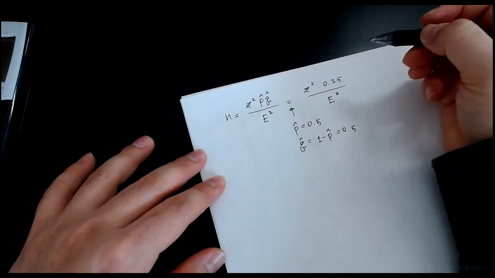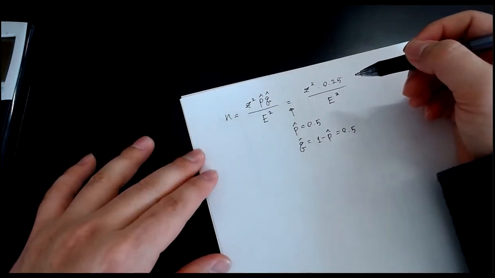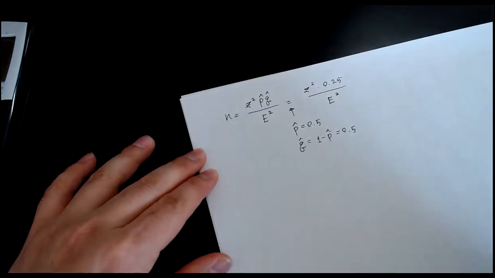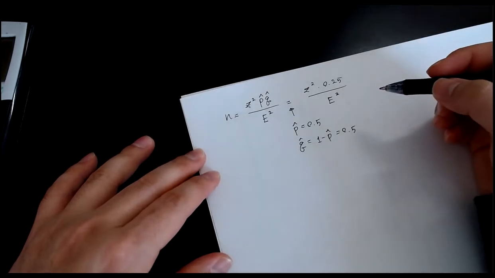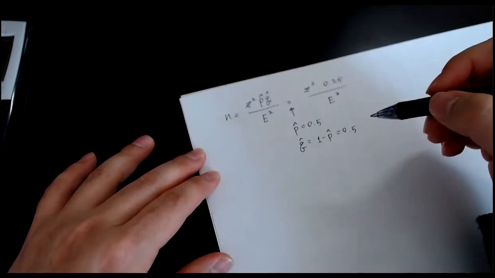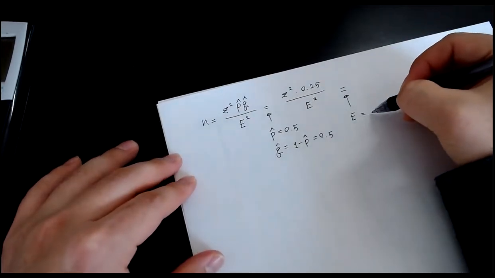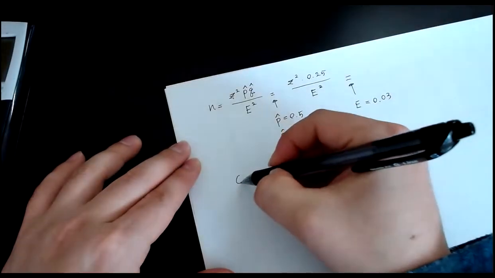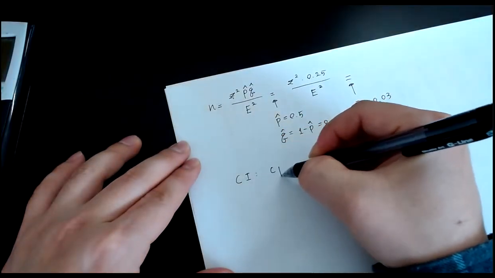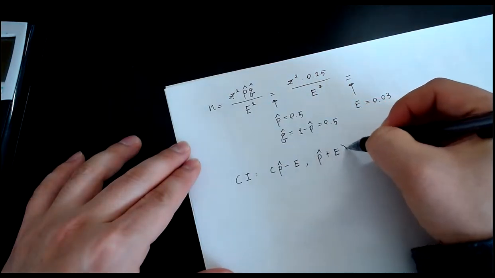And then we know the E actually. The problem says, how many others should we survey to estimate the proportion who shop online within 95% confidence to within 3 percentage points. So E must be 3%, which is 0.03, because E represents the margin of error. The confidence interval is p hat minus E, comma, p hat plus E.